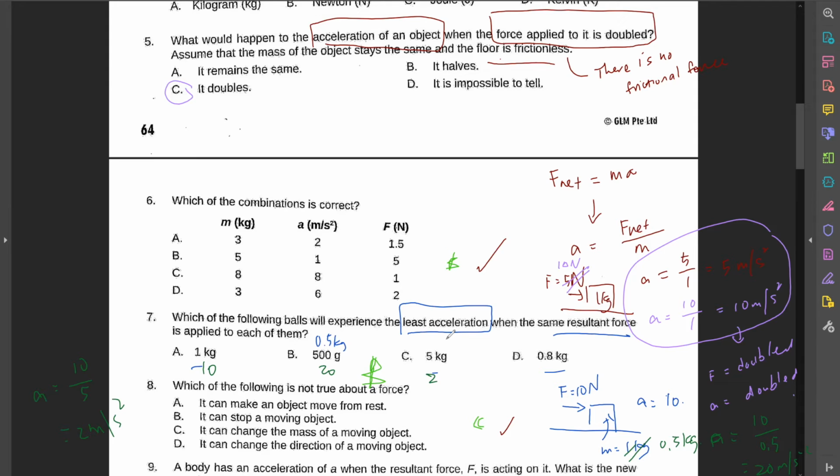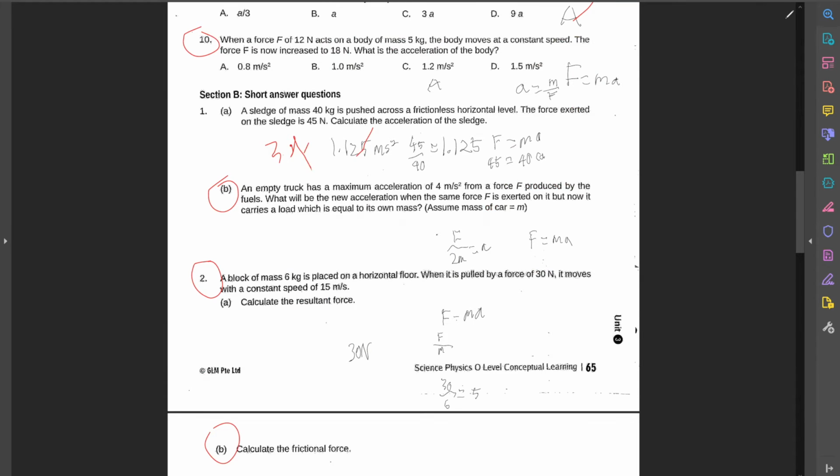So who will experience the least force? C. Yeah. Answer C. Number 10, this is what we did the last time.